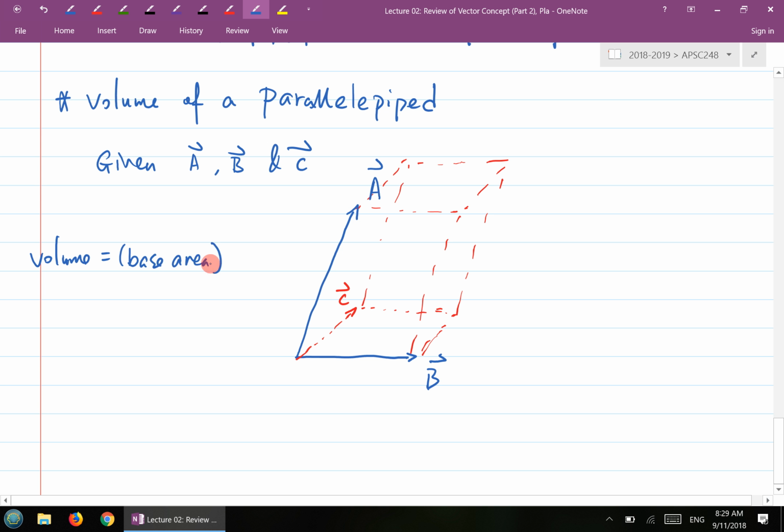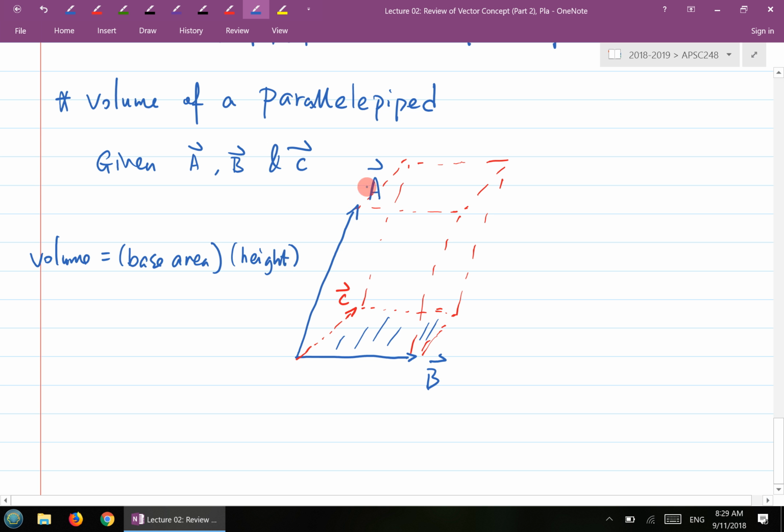The base area. So in this case, you have 6 sides of this parallelepiped. You can choose any side as your base area. So I'll choose this bottom here as my base area. And then base area times height. Now, that's your typical formula for calculating the volume of a parallelepiped. So what is the height then?